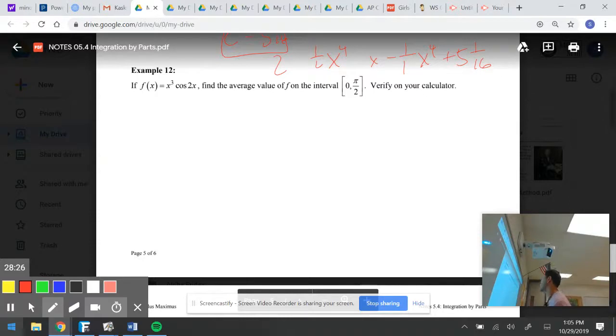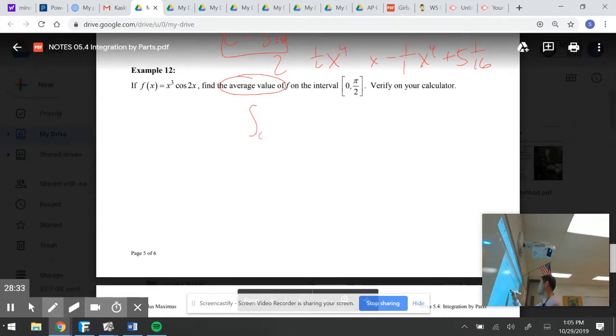All right, here we go. It says find the average value. We all know in AP Calc, when you hear the word average value, you immediately say the integral divided by the interval, right, class? Okay, so there we go. There's our integral, and we divide it by the interval. Booyah!